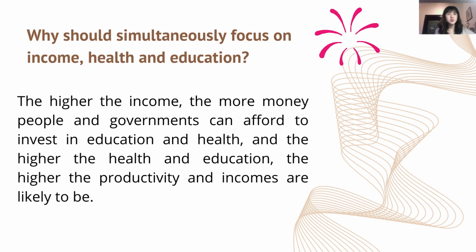Alright, let me introduce why we should simultaneously focus on income, health, and education. There is a causal relationship between health and education, and the relationship is bidirectional. The higher the income, the more money people and governments can afford to invest in education and health. And the higher the health and education, the higher the productivity and incomes are likely to be. Because of these relationships, development policies need to simultaneously focus on income, health, and education.